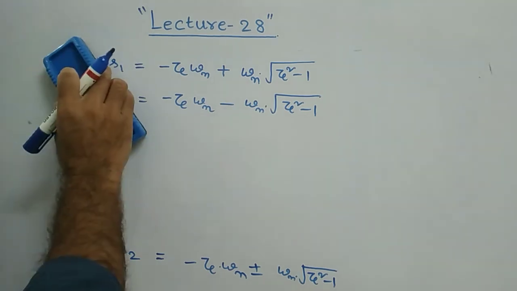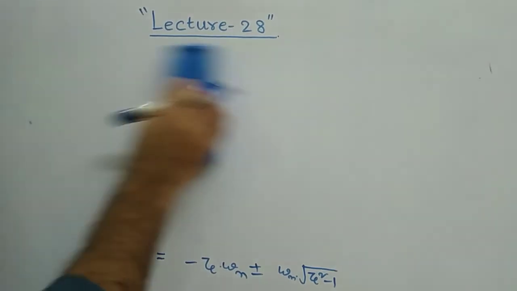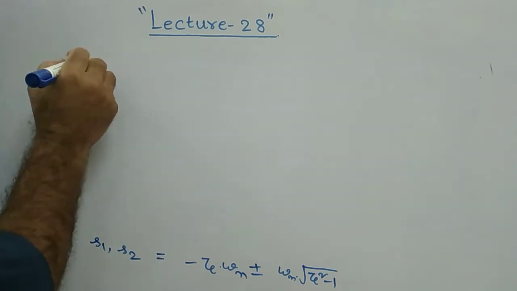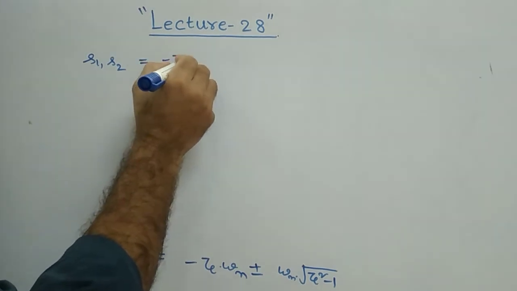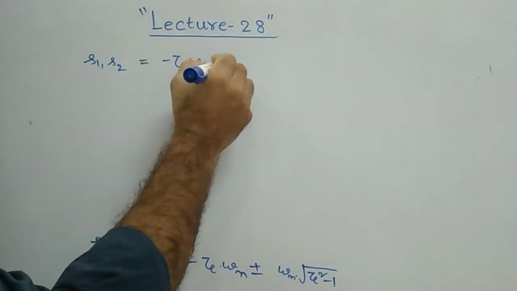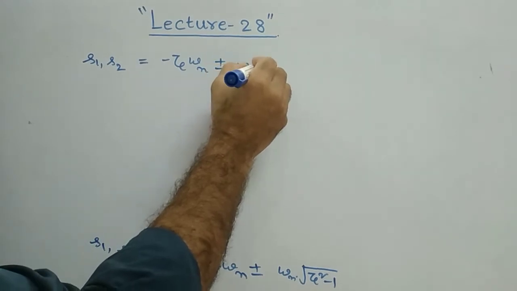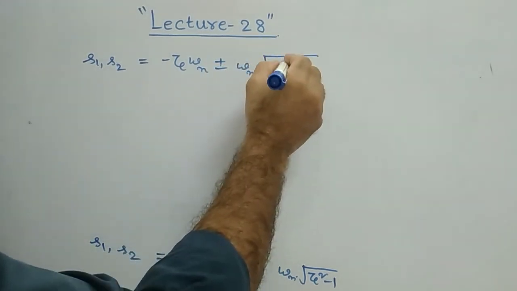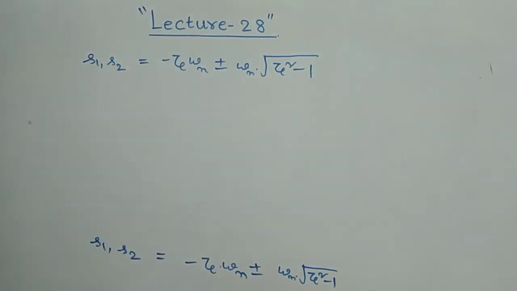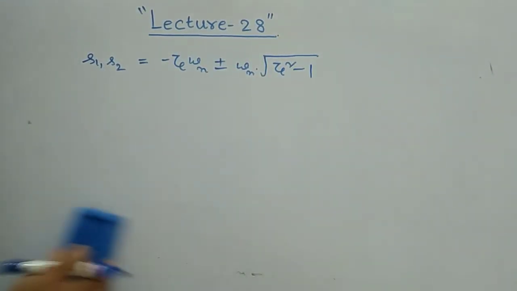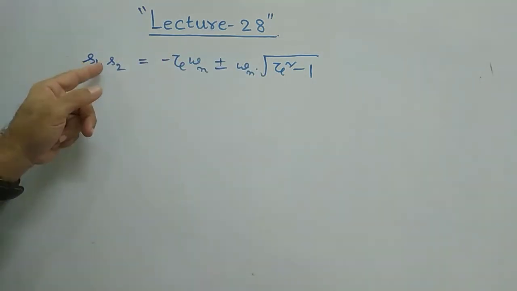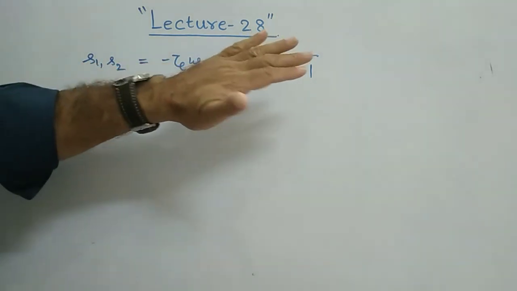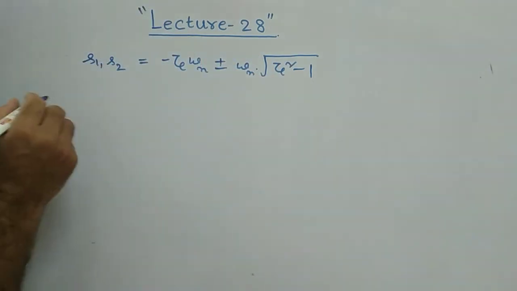Okay, no problem. Now, collectively, just consider this one, that is S1 comma S2 is equal to minus zeta omega n plus or minus omega n into square root of zeta square minus 1. Let us consider this expression as it is. Now you can apply various values of zeta in these roots. These are the roots of the characteristic equation. S1 comma S2 is equal to this, which indicates the roots of that characteristic equation. Now, case 1.